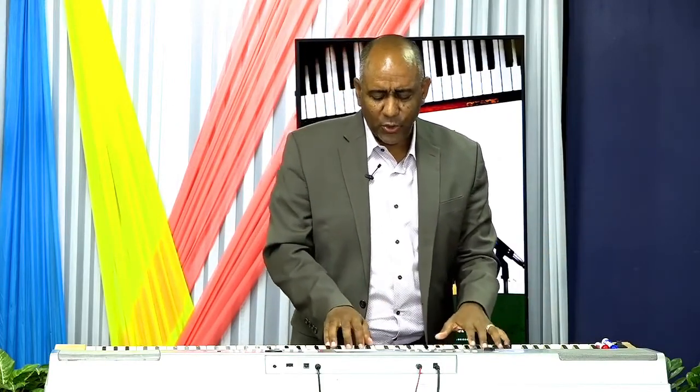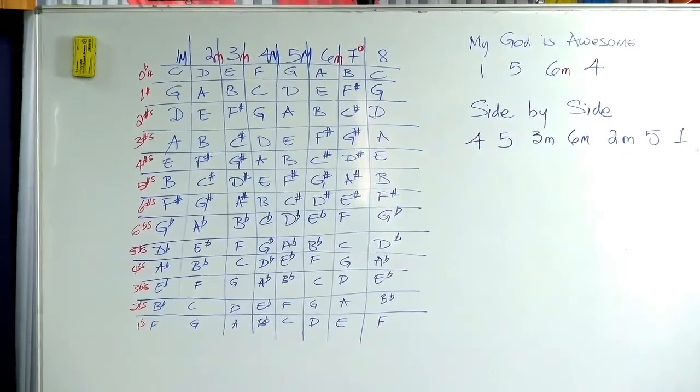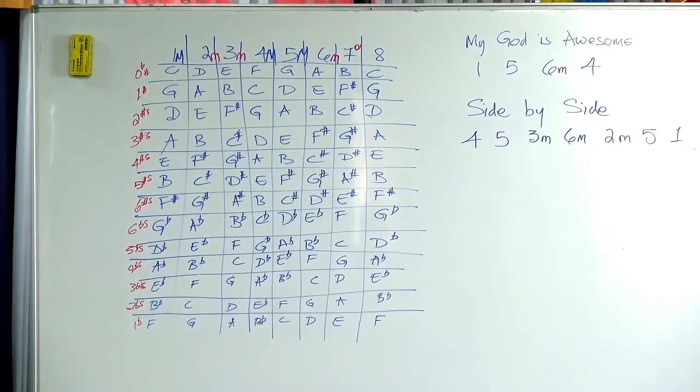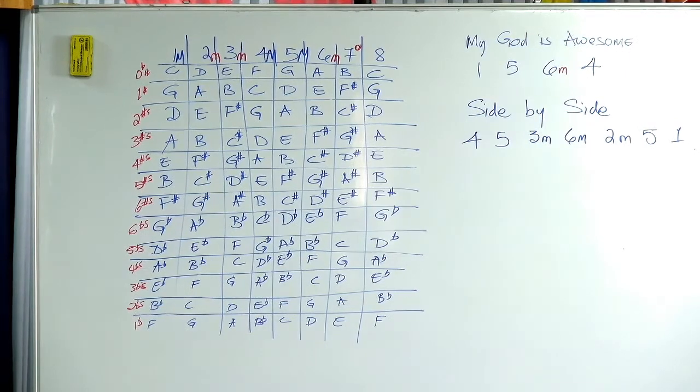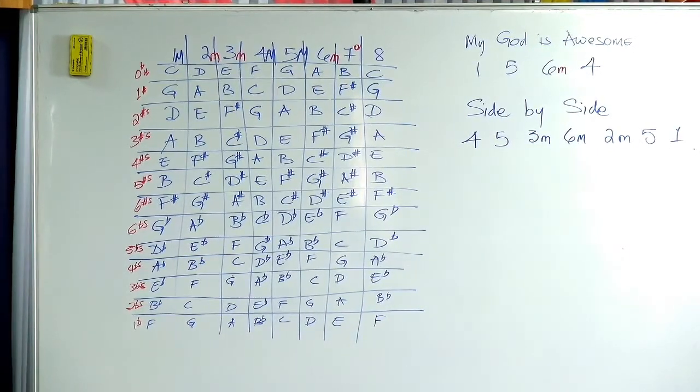Now let's go to the key of G. Now remember, we're starting on 4. So you won't be starting on G, but you'll be starting on the 4th, which is, you'll be starting on C.